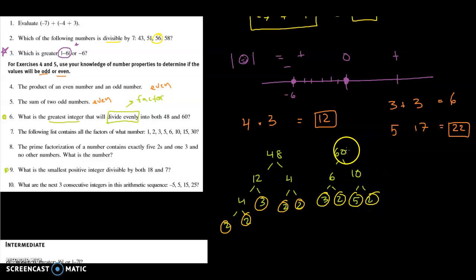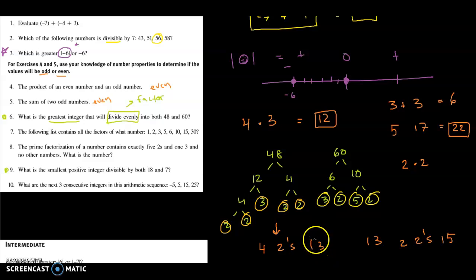If we're looking for the greatest integer that can divide, we want to find something that has the maximum number of common prime factors. So let's think about this for a minute. 48 has four 2's and one 3. This one has one 3, two 2's, and a 5. So what's the biggest thing that they have in common? Well, they both have 2's in common. This guy's got 2 of them, this guy's got 4, so the maximum they would share would be 2, right?